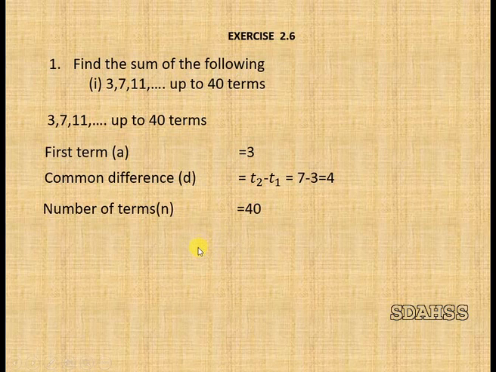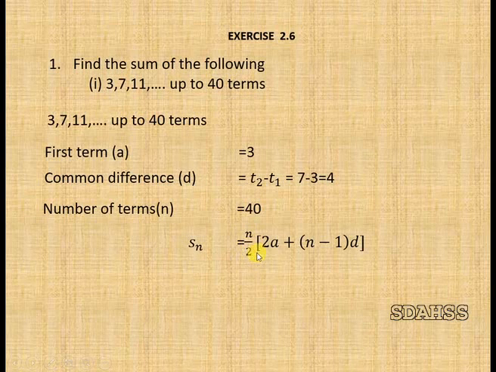We want to find the sum. So, Sn is equal to n by 2 into 2a plus n minus 1 into d. The formula to find the sum is Sn is equal to n by 2 into 2a plus n minus 1 into d. Substitute all the values in this formula.